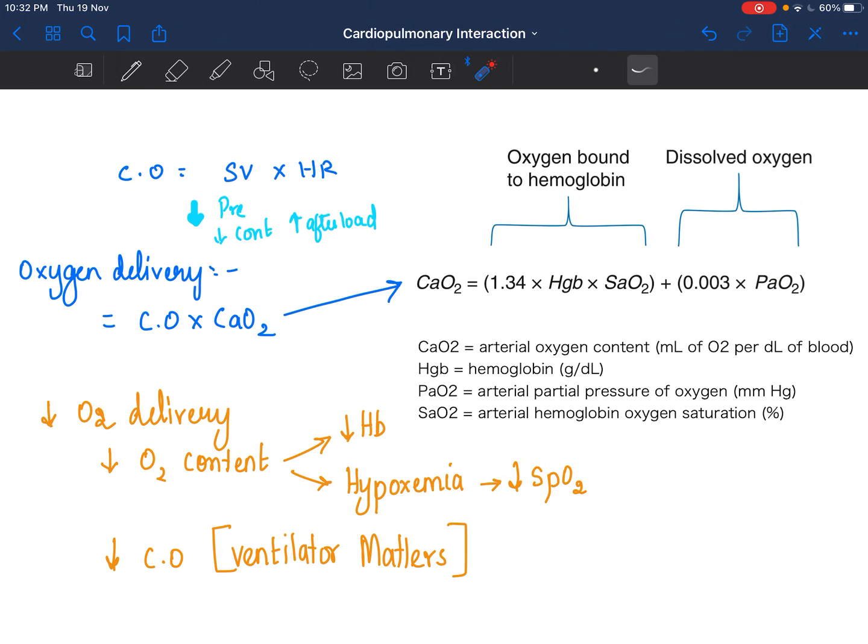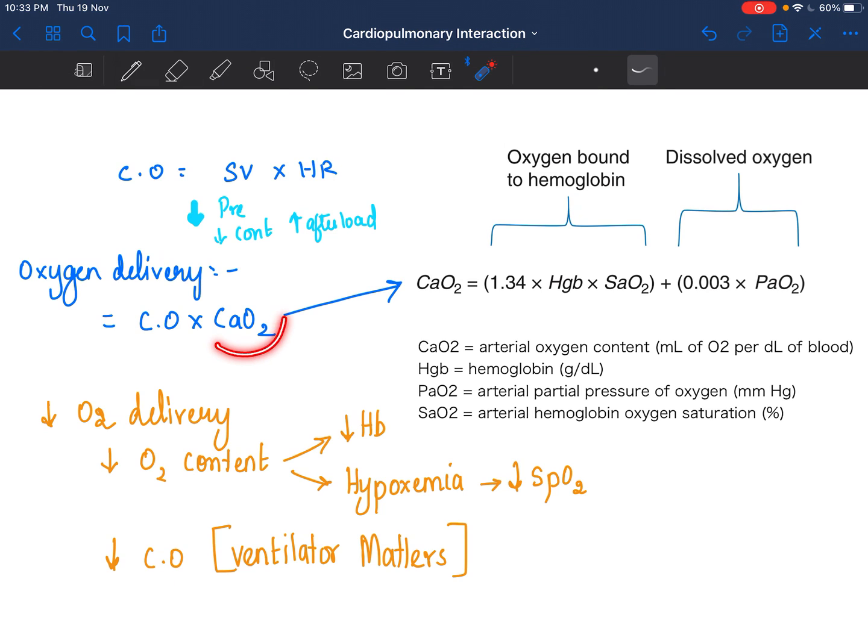What are the conditions that can reduce the arterial oxygen content? If the hemoglobin is less, or the saturation of the hemoglobin is less, or if the dissolved oxygen is less. Dissolved oxygen usually is not a problem, because in the equation this is very minimal. So what you can do from your side is to improve the hemoglobin content and improve the hypoxemia or the saturation of oxygen, correct? To improve the cardiac output, the ventilator matters. So that is what we are going to discuss.